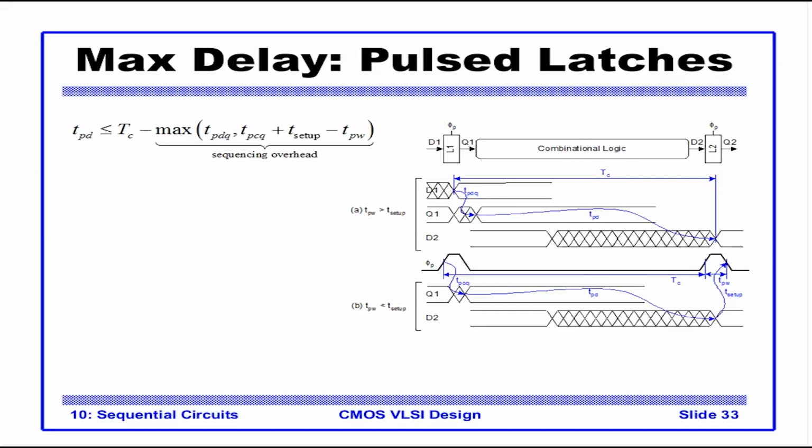TPD or TCQ, that is either contamination or the propagation delay, plus T setup. The setup time of this comes into picture, the closing edge comes into picture here, and minus the pulse width of 1, because here the pulse width is actually eating into the cycle timing. So everything should happen before that. But don't worry too much about the pulse latches case. It is rarely used. You will never see this again after in this course.